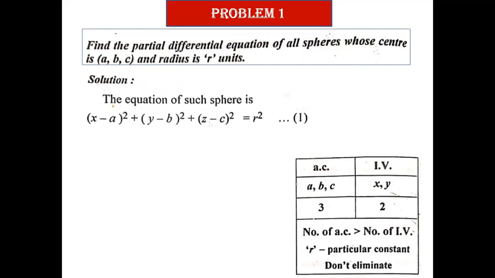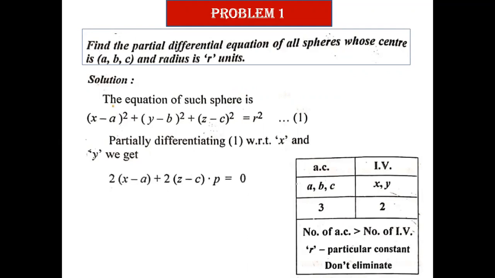The partial differential equation of all spheres whose center is (a, b, c). So I will put (x minus a) whole square plus (y minus b) whole square plus (z minus c) whole square, and the radius is R units, so equals R square. Equation 1, partially differentiate with respect to x.